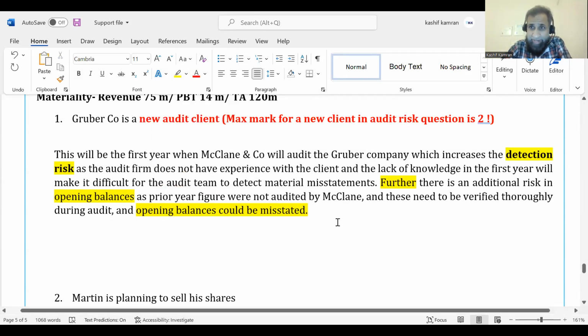So how many marks did we have? 24. Out of 24, how many have we gathered? 2. Grubber is a new audit client. Are you all clear with it? Should we move on to the next one?